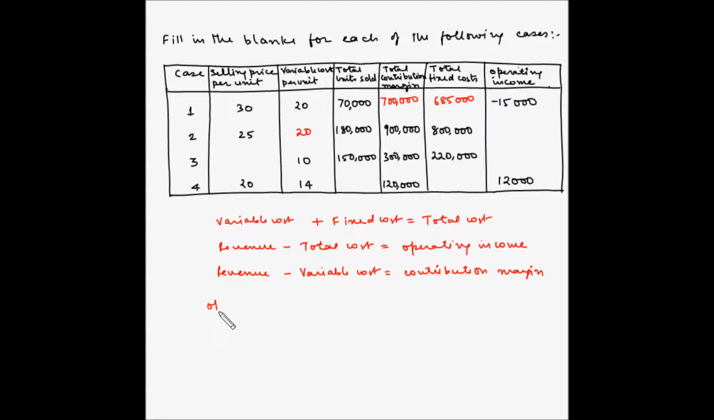So the operating income will be equal to 25 multiplied by 180,000 minus, so the total cost will be 20 multiplied by 180,000. So 20 multiplied by 180,000 plus the total fixed cost, which is 800,000.